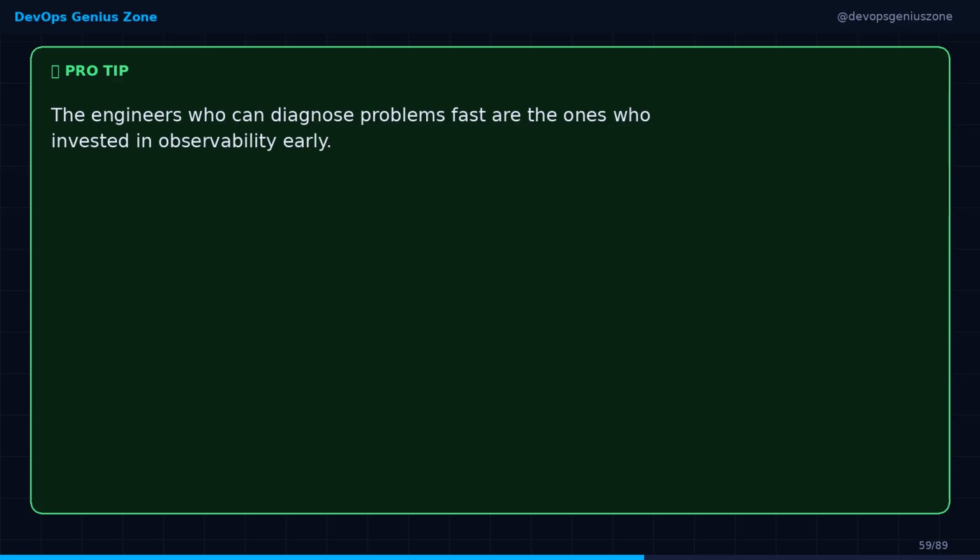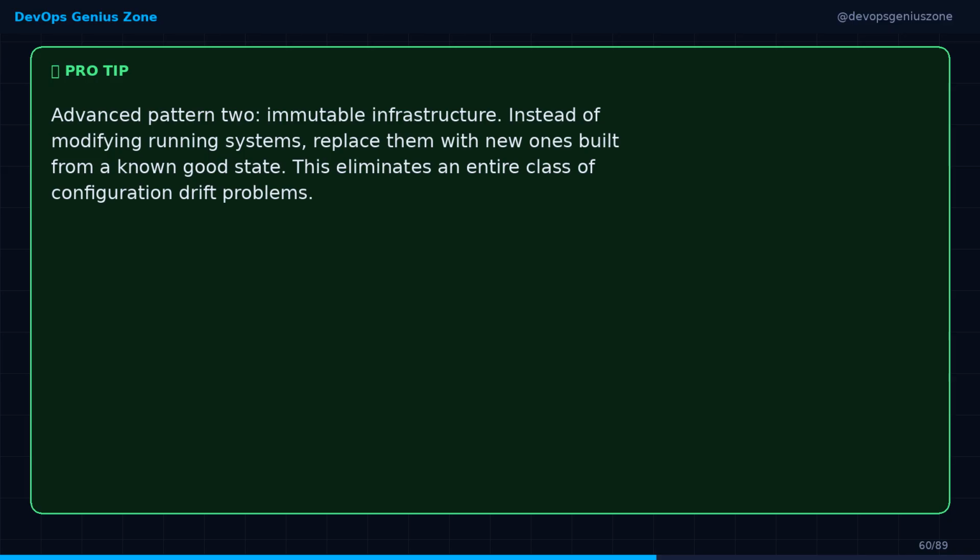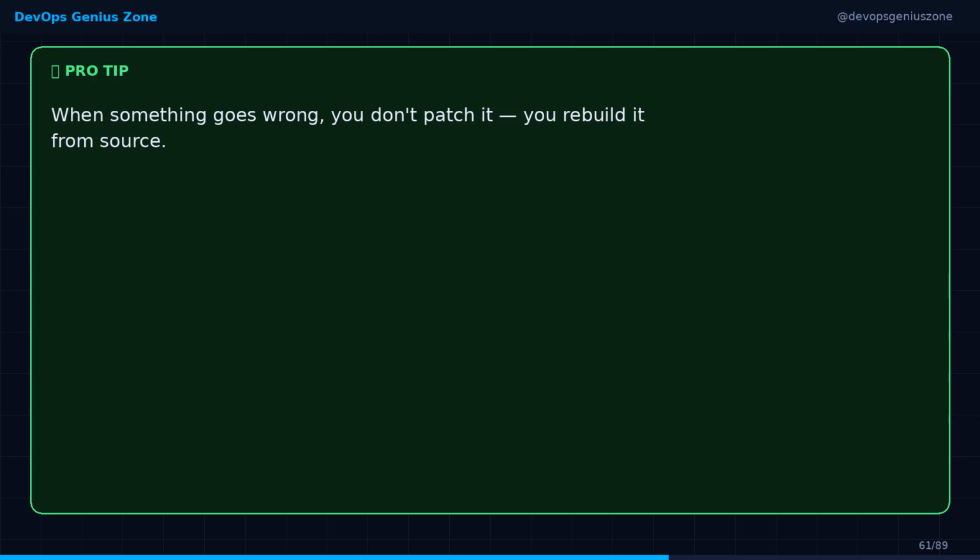These are things you won't find in most beginner tutorials. Advanced Pattern 1, Design for observability from the start. Don't add monitoring as an afterthought. Every component you build should emit metrics, structured logs, and traces from day one. The engineers who can diagnose problems fast are the ones who invested in observability early.